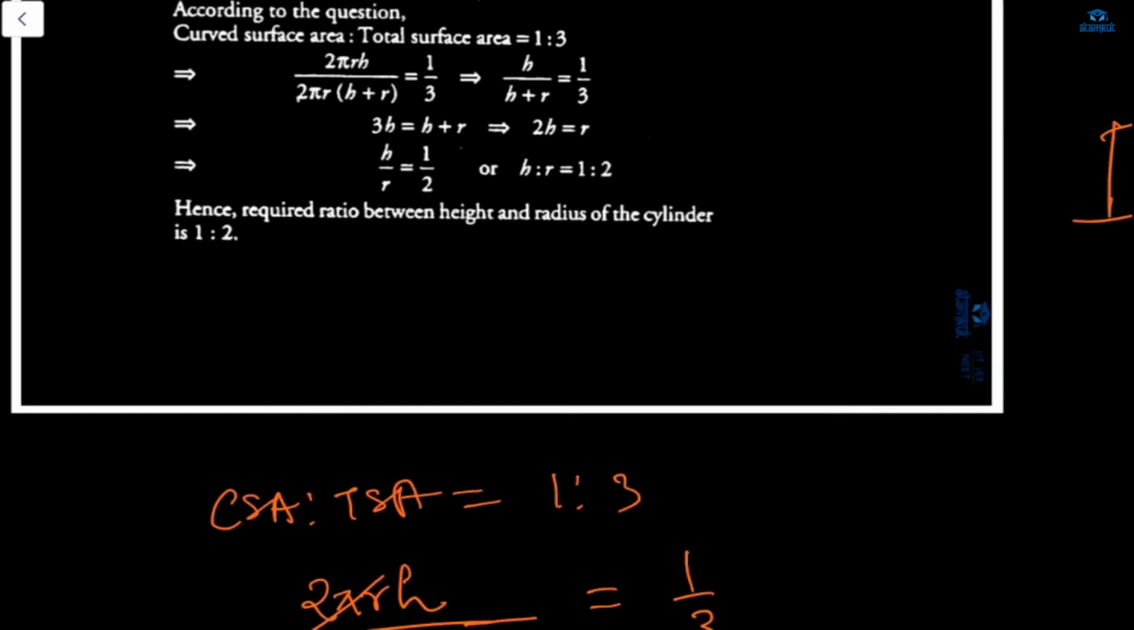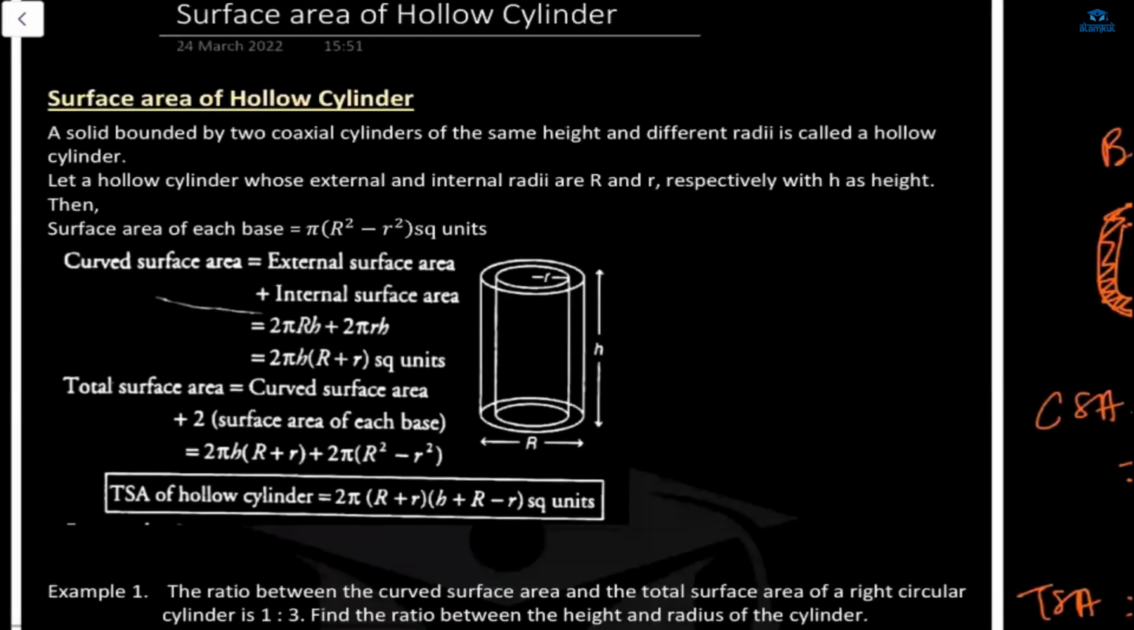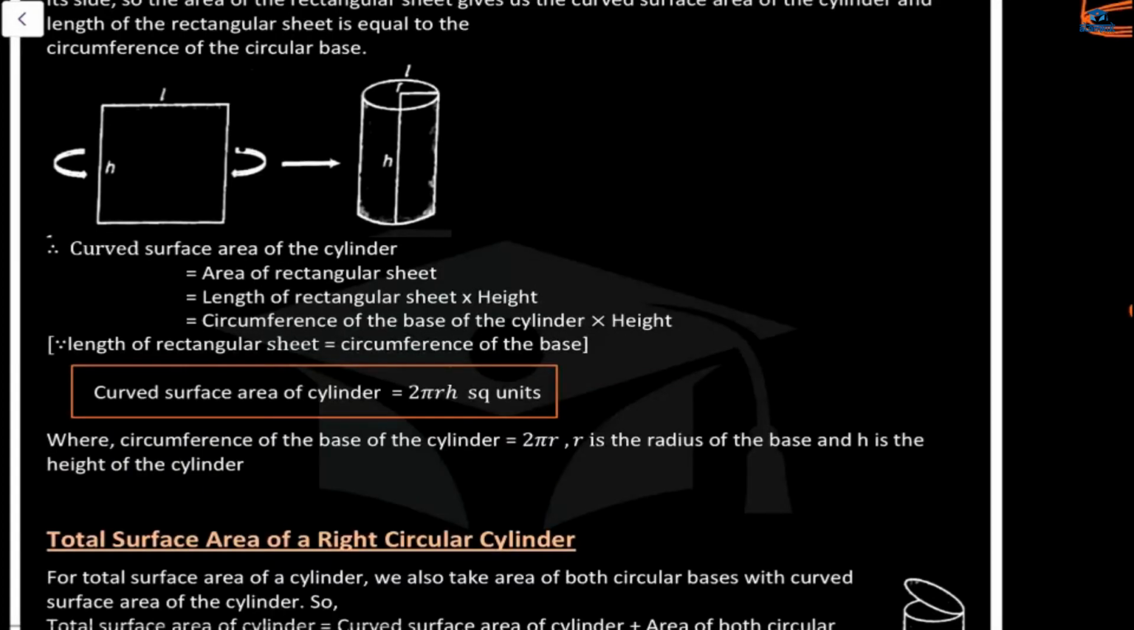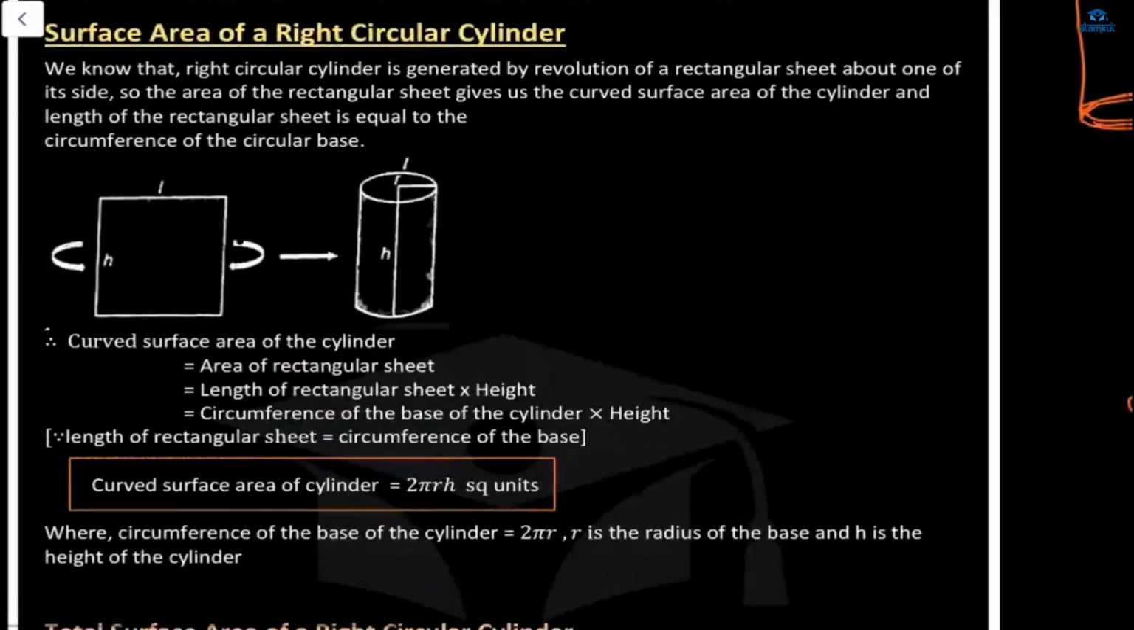Ma'am, I'm practicing the old chapters also. Okay, I'll just quickly explain to you, otherwise you'll not be able to do the questions. Whenever you're finding out the surface area of a right circular cylinder, see what the curved surface area is. Curved surface area means the curved one.